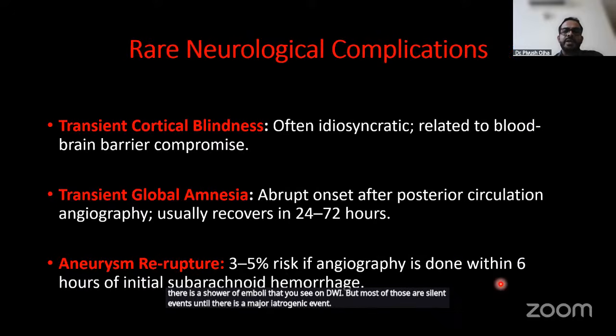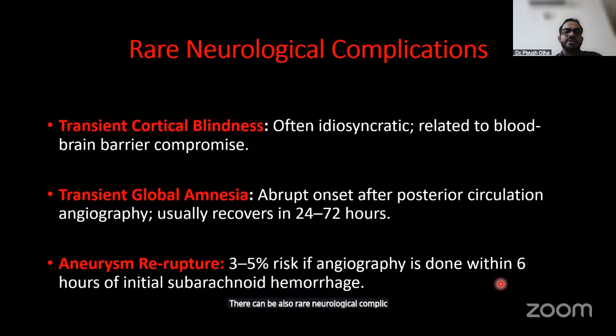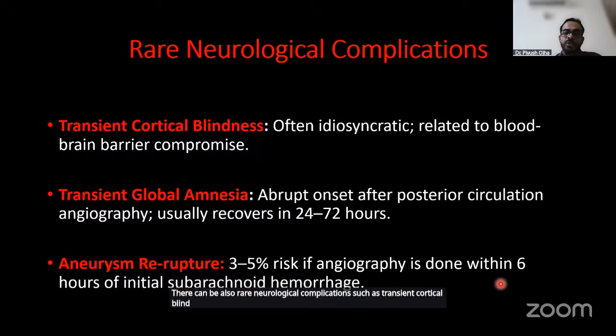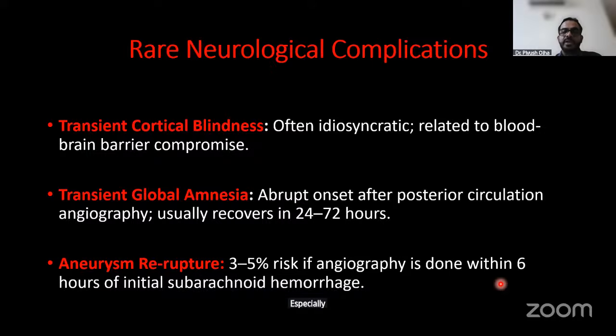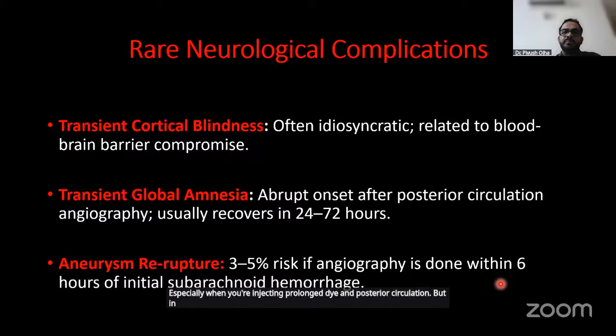There can also be rare neurological complications such as transient cortical blindness. It is often idiosyncratic and it is related to blood-brain barrier compromise. There can be transient global amnesia, in which the patient can have an abrupt onset of symptoms with complete forgetfulness, especially when you're injecting prolonged dye in the posterior circulation. But in most patients, it recovers completely in 24 to 72 hours without any additional treatment.